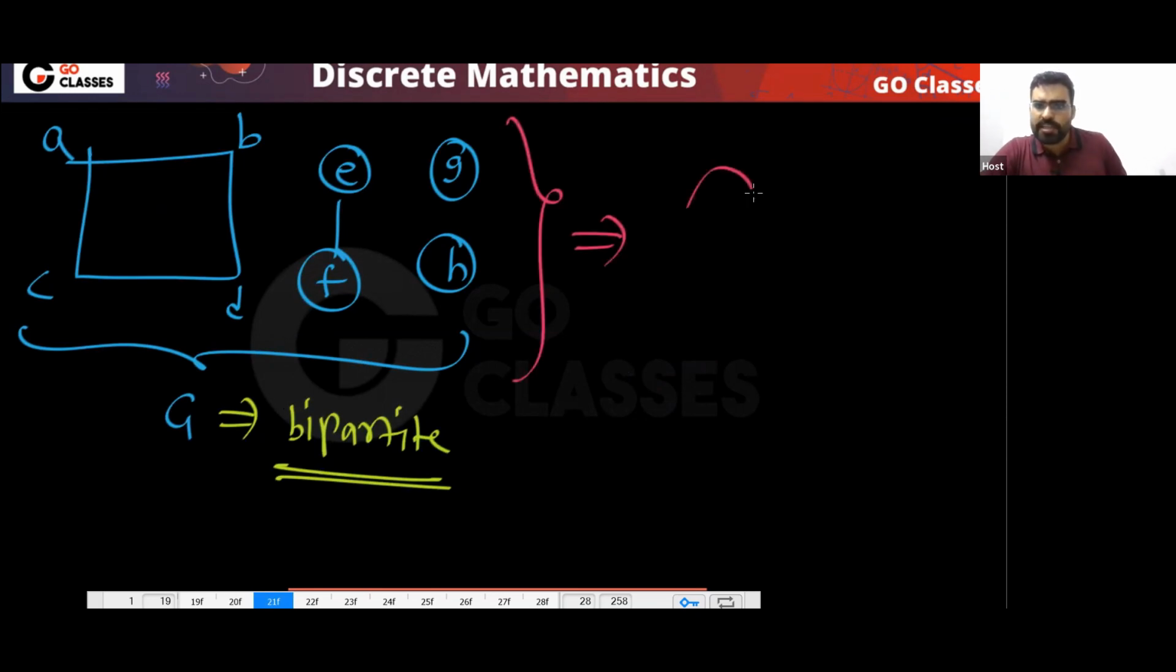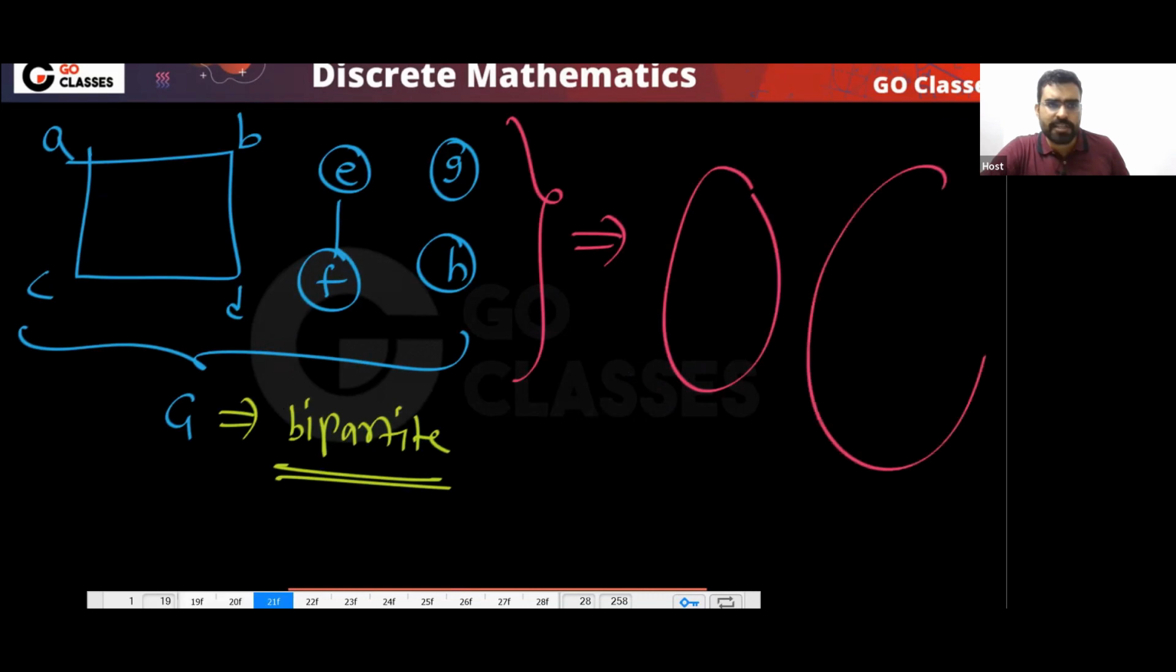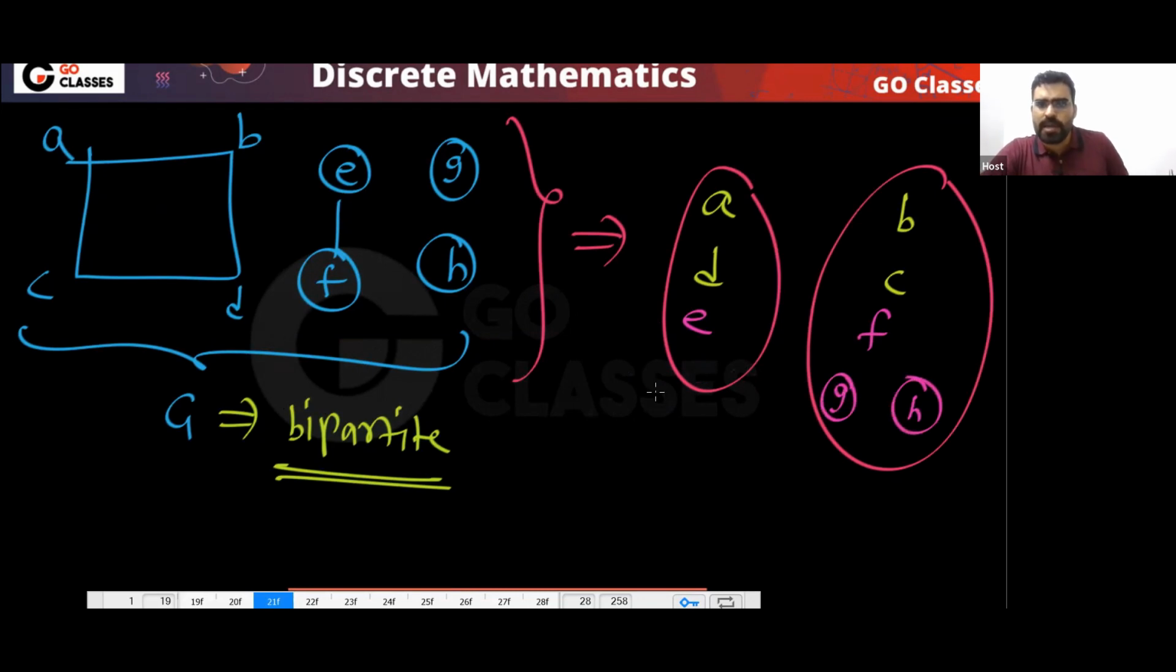So what will be the partition? Partition will be like this. If I put A here, then B will go here, C will go here, D will go here. If I put E here, then F will go here. If I put G, then I can put H. For example, I can put G here, H here. Okay, so this bipartition will work. Yes or no? This partition will work. Correct?